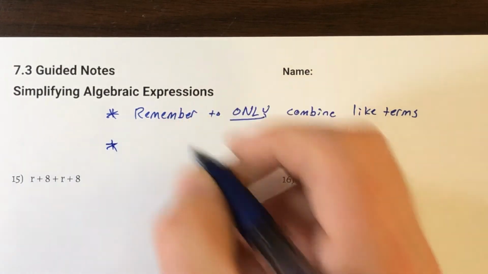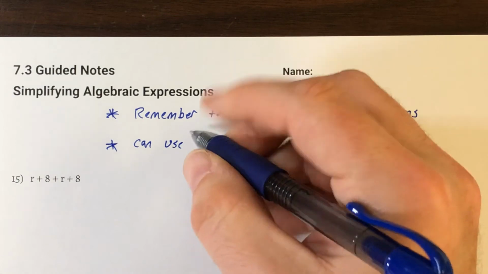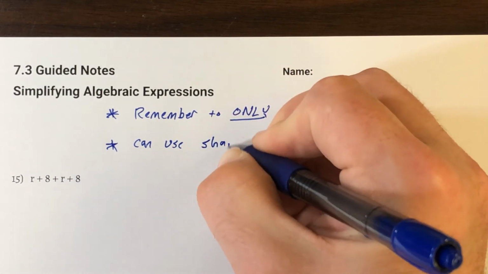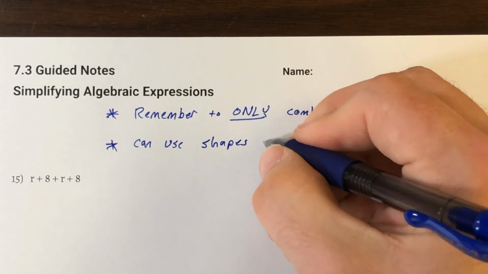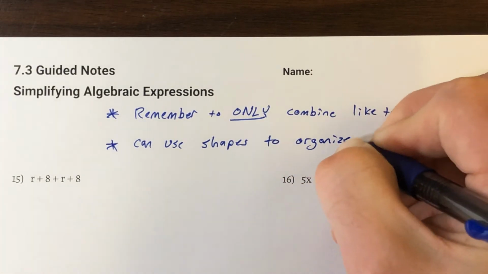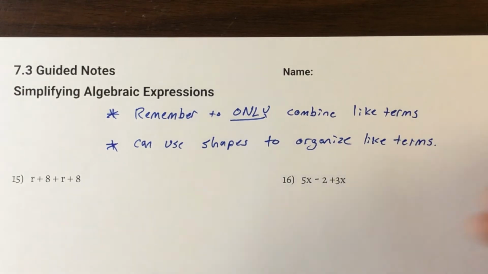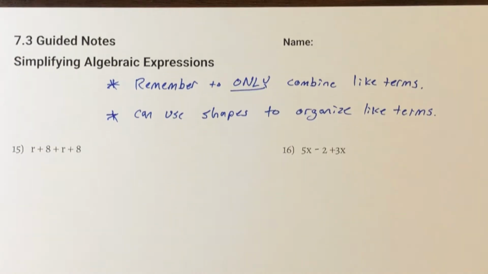Second, you can use shapes, and I did this in one problem. You can use shapes to organize your like terms. Think of them like training wheels. Use them until you don't need them, until you're practiced.